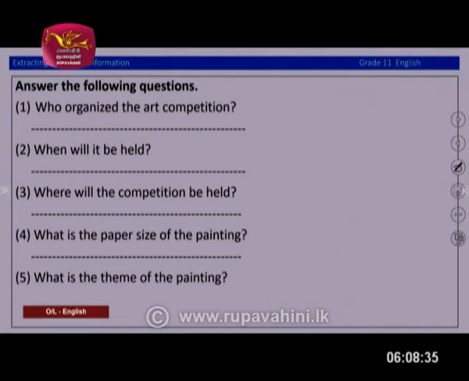First one, who organized the art competition? Second, when will it be held? Third, where will the competition be held? Fourth, what is the paper size for the painting? Last one, what is the theme of the painting?